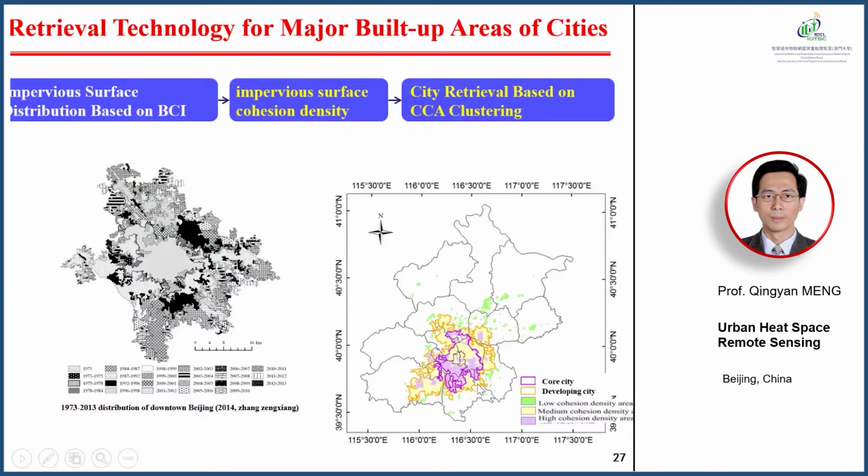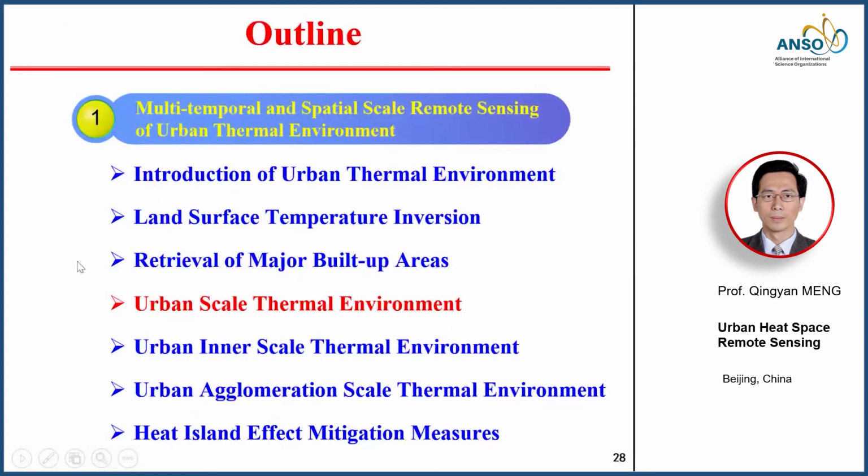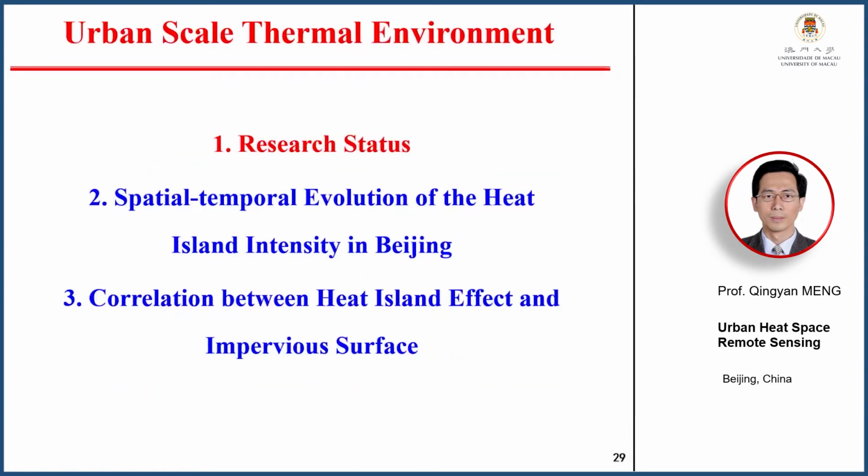Then we carry out some validation, comparing with the distribution of downtown Beijing, and it's acceptable. After retrieving the major build-up area, we begin to study the city scale urban heat island characteristics. Then I will introduce the research status and the spatial temporal evolution of the urban heat island intensity with the case of Beijing, and study the impact of the impervious surface on the urban heat island intensity.